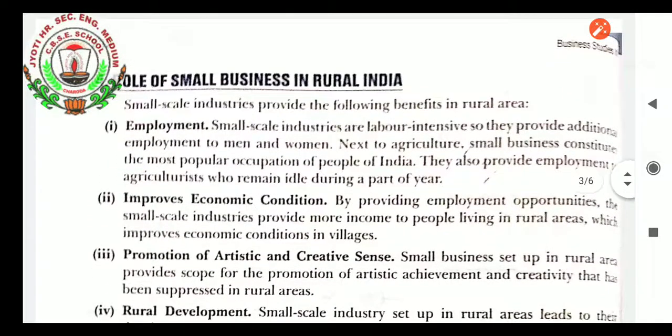Next is the role of small business in rural India. Small scale industries generally provide the following benefits in rural India. They are as follows. Employment. Small scale enterprises are labor intensive, so they provide additional employment to men and women. Next to agriculture, small business constitutes the most popular occupation of people of India. They also provide employment to agriculturists who remain idle during a part of the year. So that is employment opportunity.